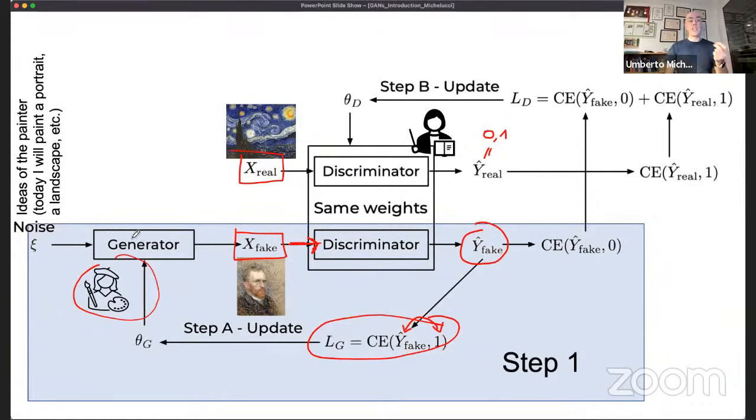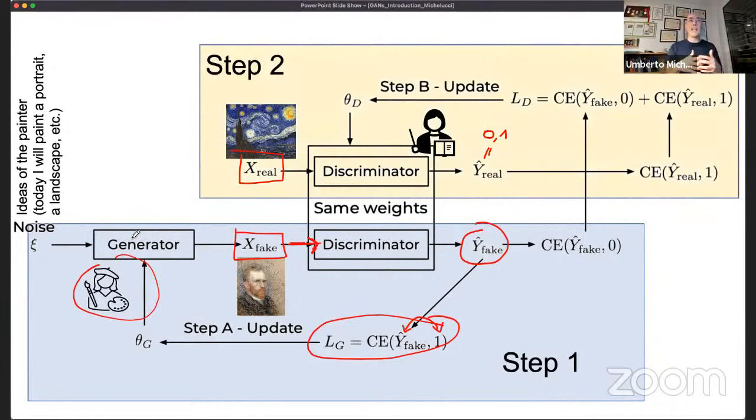But you remember that there is also step two, right? Because Mary, the critic, has to get better. So what Mary is doing is taking also some real images. Remember, you will have a data set of real images that you want to create something similar to. So it takes some image, the discriminator looks at the image and produces an output. And then again, with the loss function, we'll see, you know what? I want to get better at saying that an image is real when it's really real, and I want to be better at saying that an image is fake, label zero for fake, when the image is really fake.